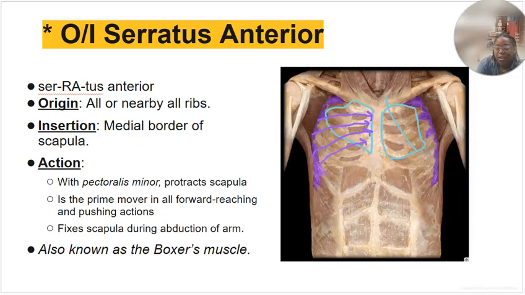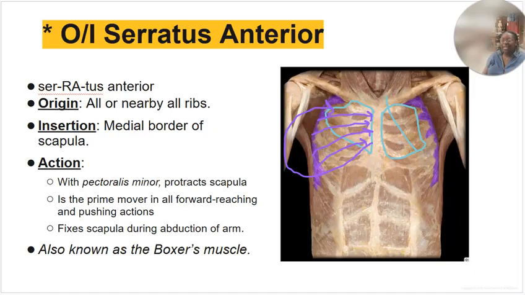And then it'll come in, wrap all the way around through the back to sit on the ribs. So it's a super huge muscle. And so some of the actions here is it's going to work with the pectoralis minor to protract the scapula, right? So it's a synergist in scapular protraction. It's helping another muscle in protracting the scapula. And it's the prime mover in anything where you're pushing forward or trying to pick up something in front of you, kind of like that reaching towards something is the serratus anterior.